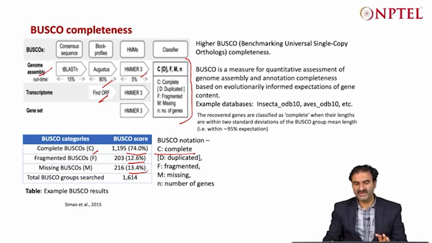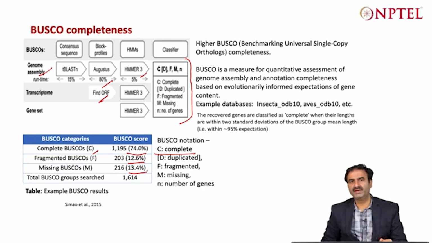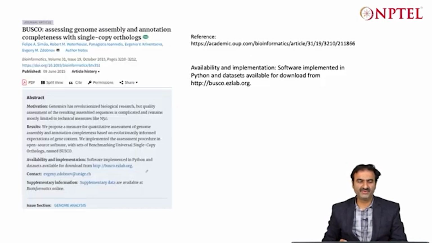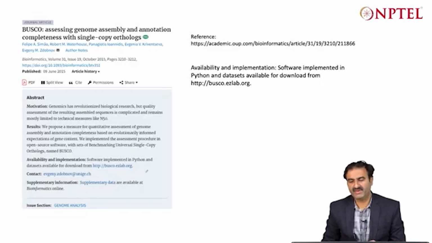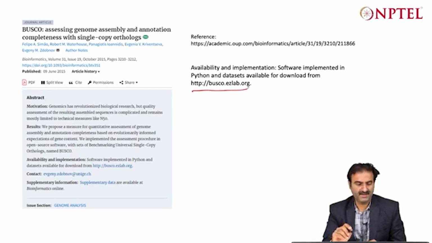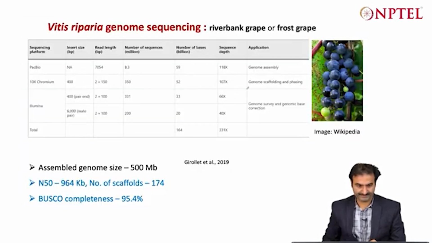Okay, so basically this way you can express the BUSCO score, and we will see some examples where we are using the N50 and BUSCO, and that will give some hint about the quality of the genome. This tool was published in the journal Bioinformatics, and it is available for download from this site. It's a good tool that is used to determine the overall completeness of the genome.